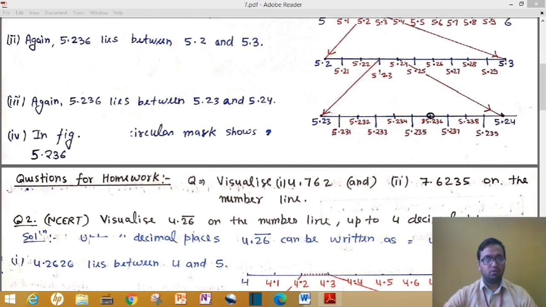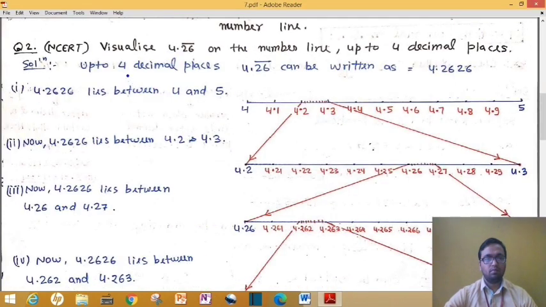So here I am giving you some questions for practice. These questions are like, visualize 4.762 on the number line. Similarly, visualize 7.6235 on the number line. You have to do these two questions for practice. Okay, so let's start with our next question of NCERT, that is question number 2.